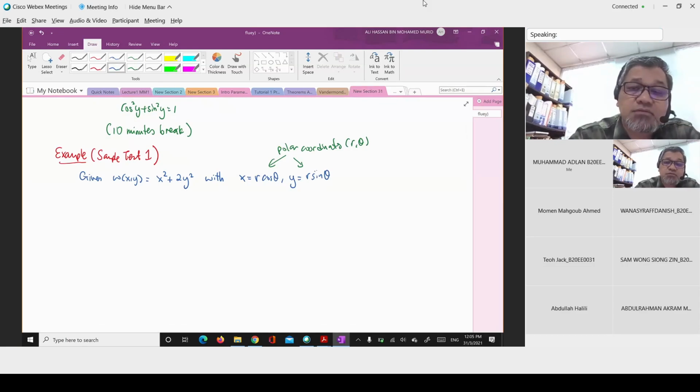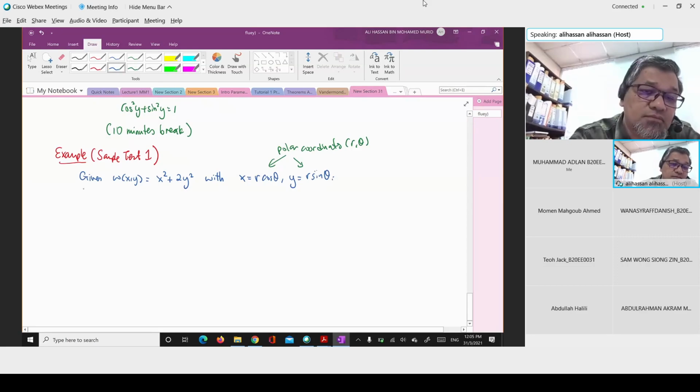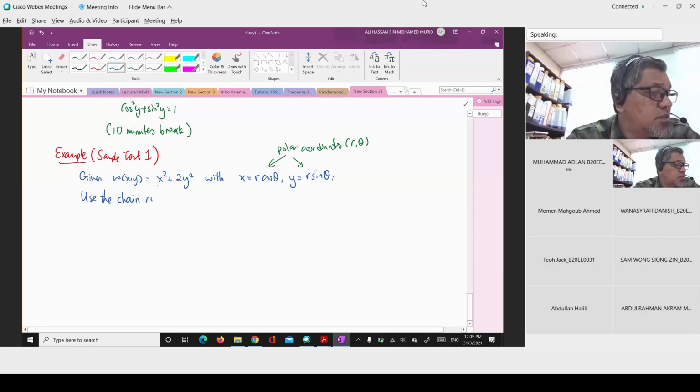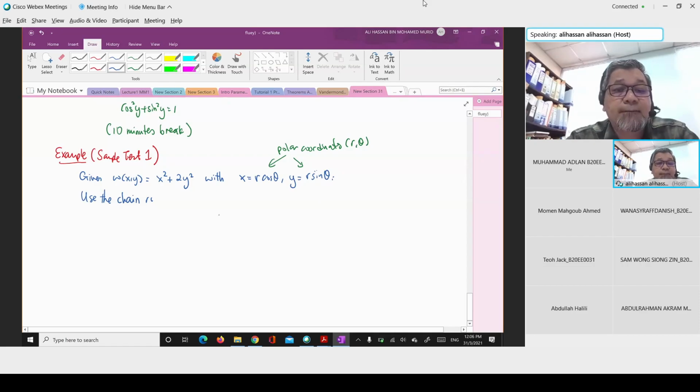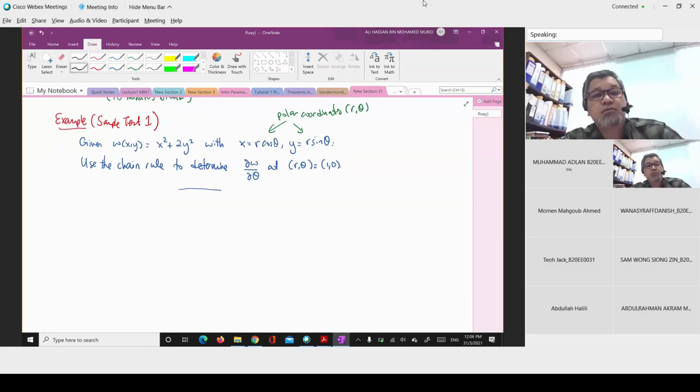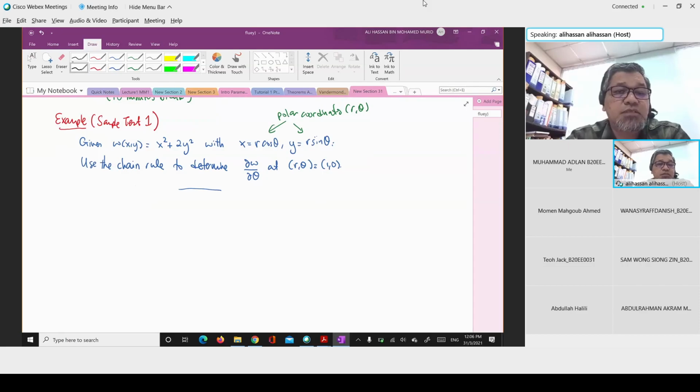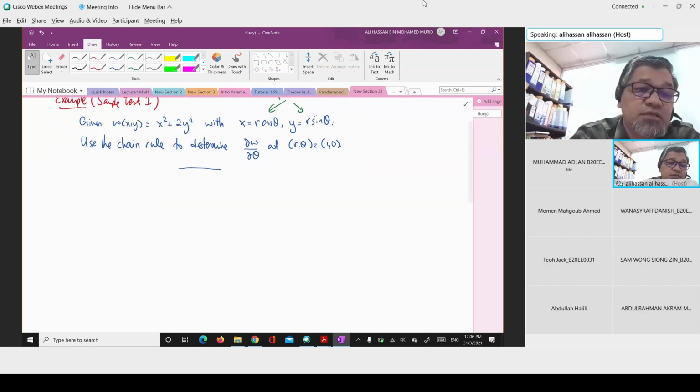So use the chain rule to determine w partial theta at the point (r, theta) equal to (1, 0). That is the question here. So we use case C, okay? Here we apply chain rule case C.